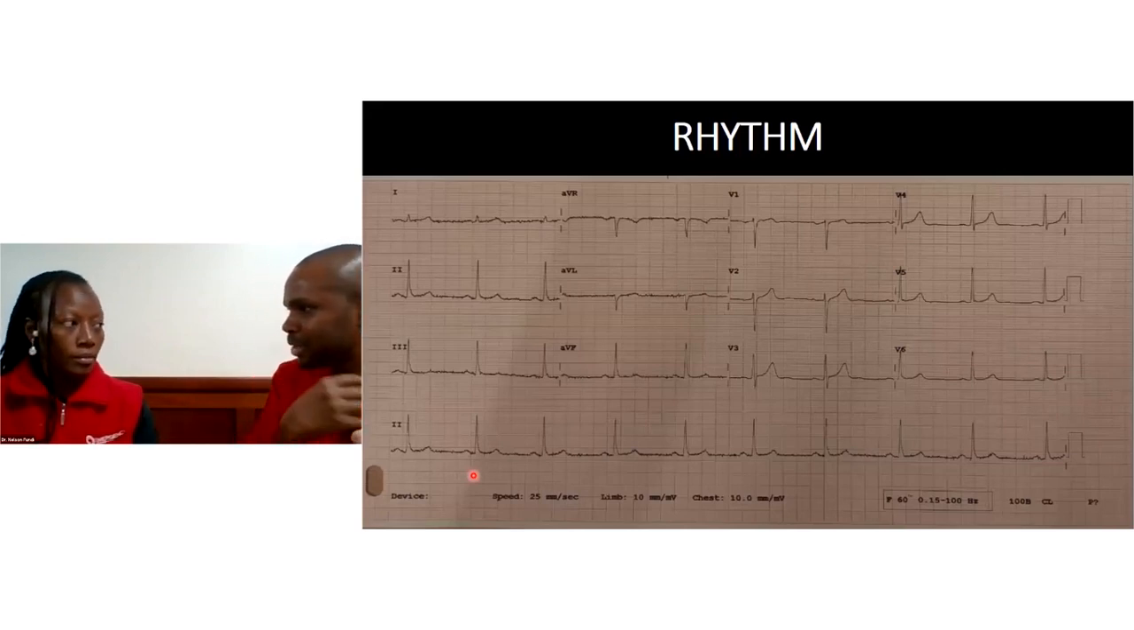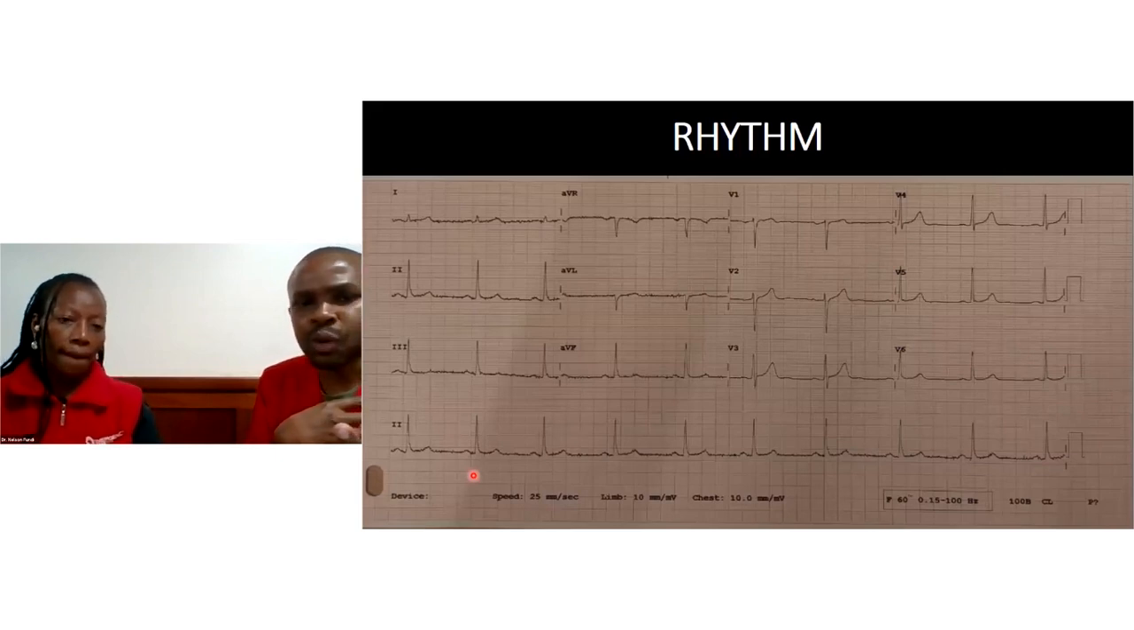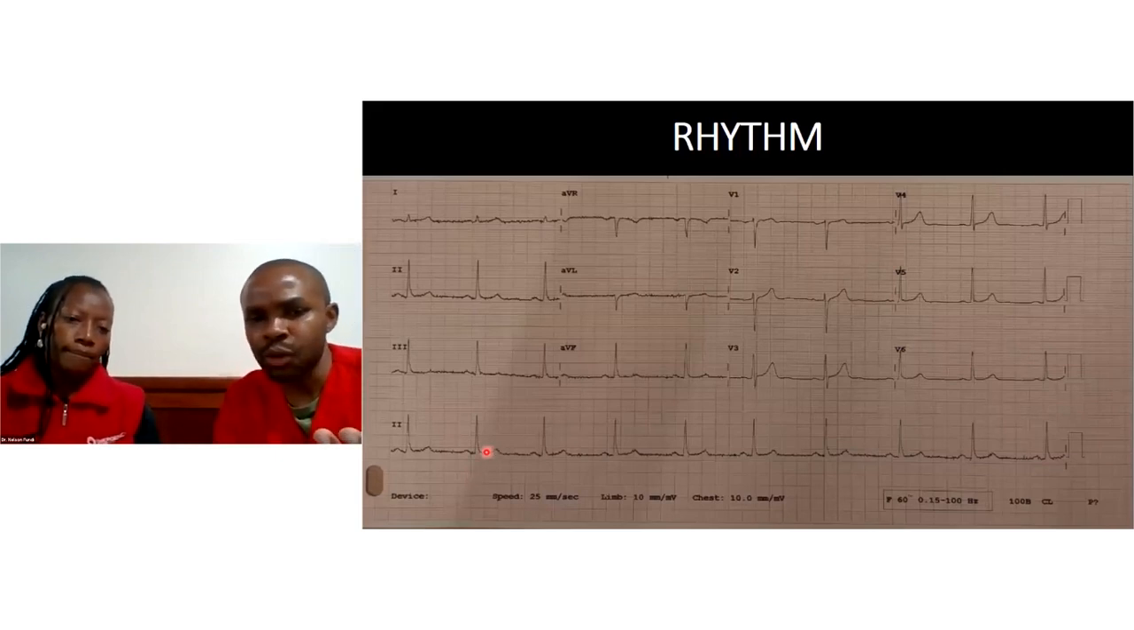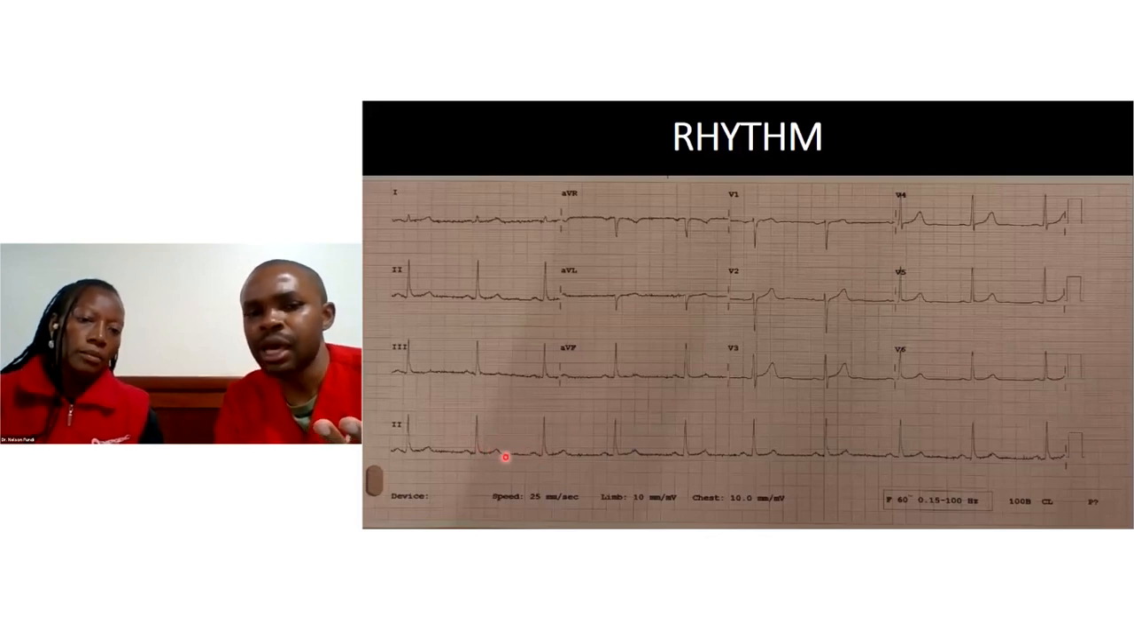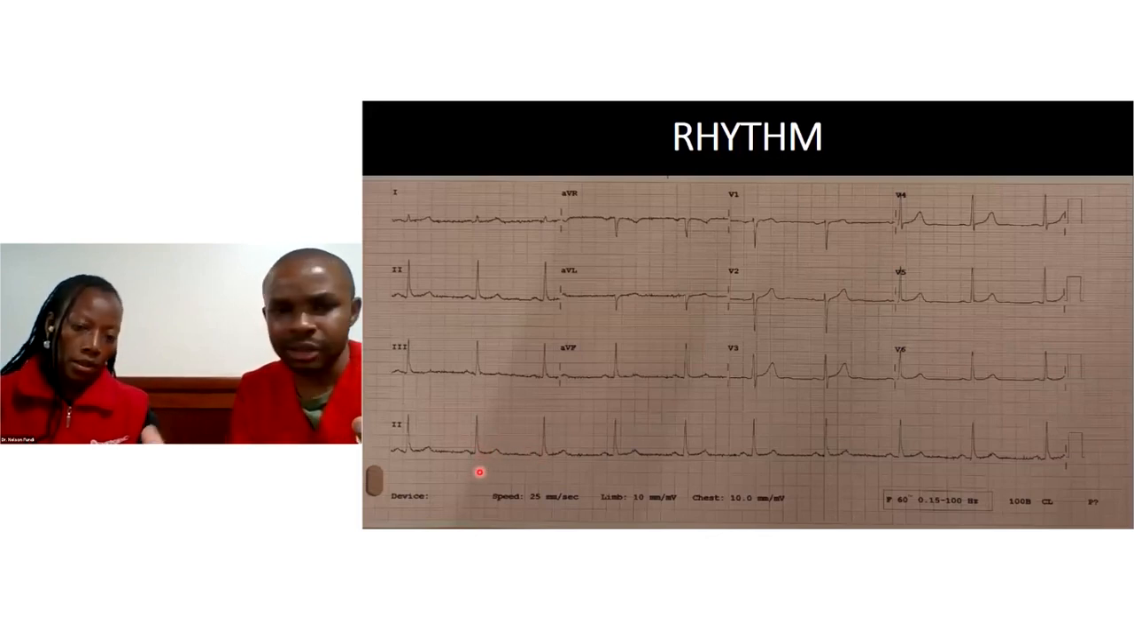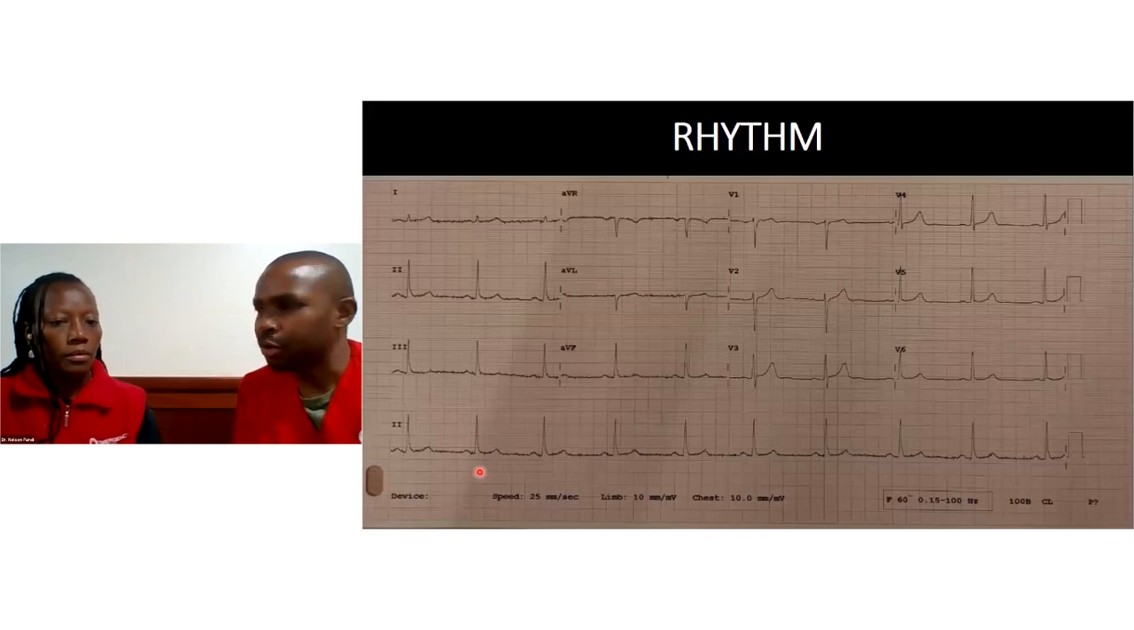I don't know. Do you want to add something to that, Grace? I think that's clear. So we've done the rate, which we've seen is 60, and we are happy with 60. And why are we happy? Because a normal heart rate should be 60 to 100, right? That's the normal heart rate.